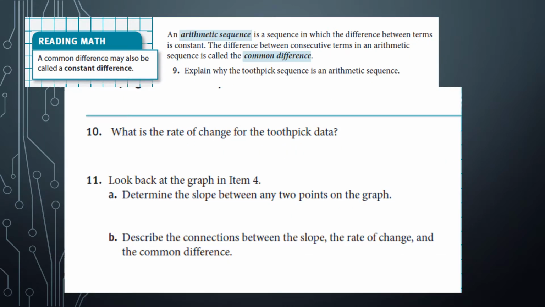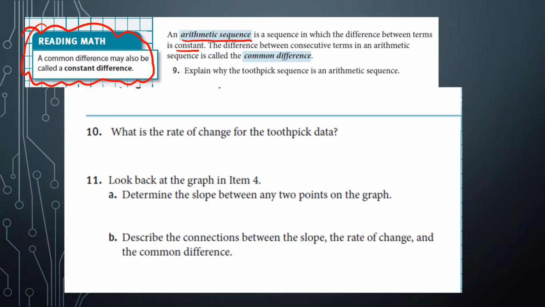So now we need to add a little bit more to our vocabulary. We know that a sequence is an ordered list of numbers. And a little bit of reading here. A common difference, we're going to get to that in a second. Common difference may also be called a constant difference. It means it's something that's always the same. So to differentiate an arithmetic sequence from any sequence, an arithmetic sequence is a sequence in which the difference between terms is constant. So between every term, it's the same amount.